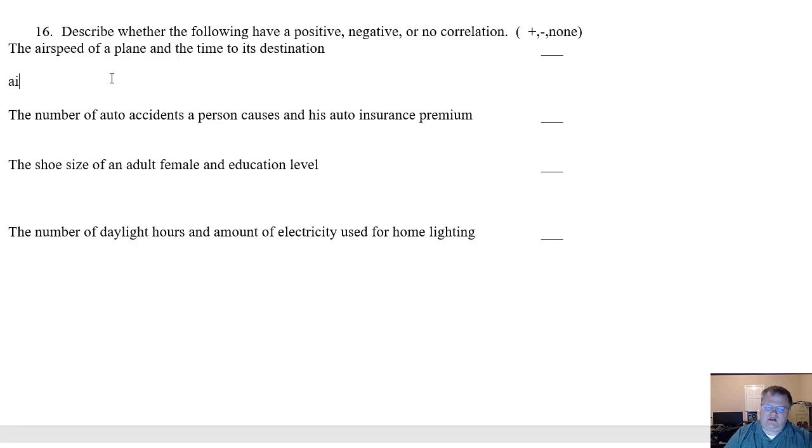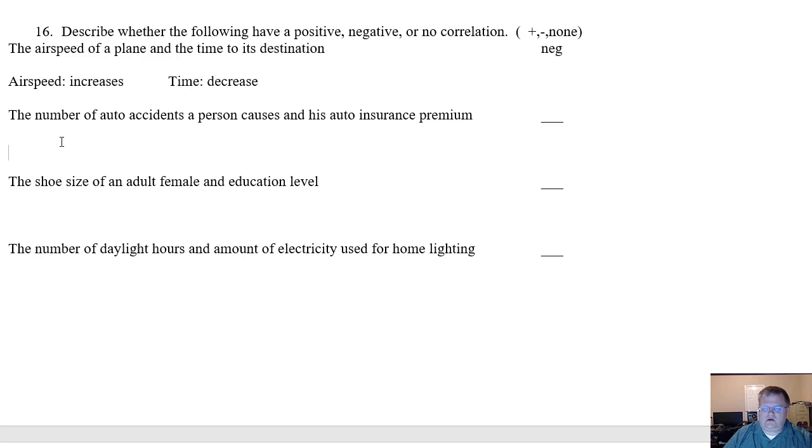So as airspeed goes up, so increases, what do I expect about the time it takes to get there? I would expect that to go down, because if you're traveling faster, you'd actually get there faster. So that time should decrease as that thing increases. That's actually a definition of negative correlation. So I'm going to write negative there.